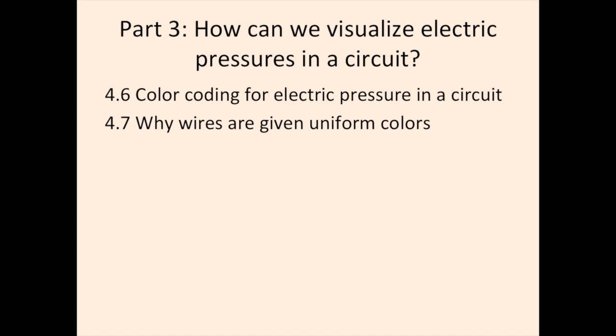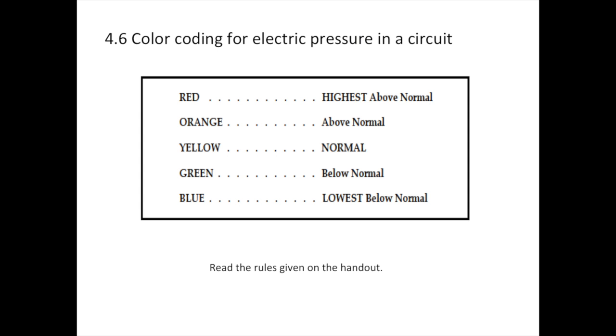Part 3, how can we visualize electric pressures in a circuit? So we're going to do some color coding to show the electric pressures in each wire and at the battery terminals and on the capacitor plates. And you received a handout in class that has this information on it and also has the reading for section 4.7. So this is what the color coding is.